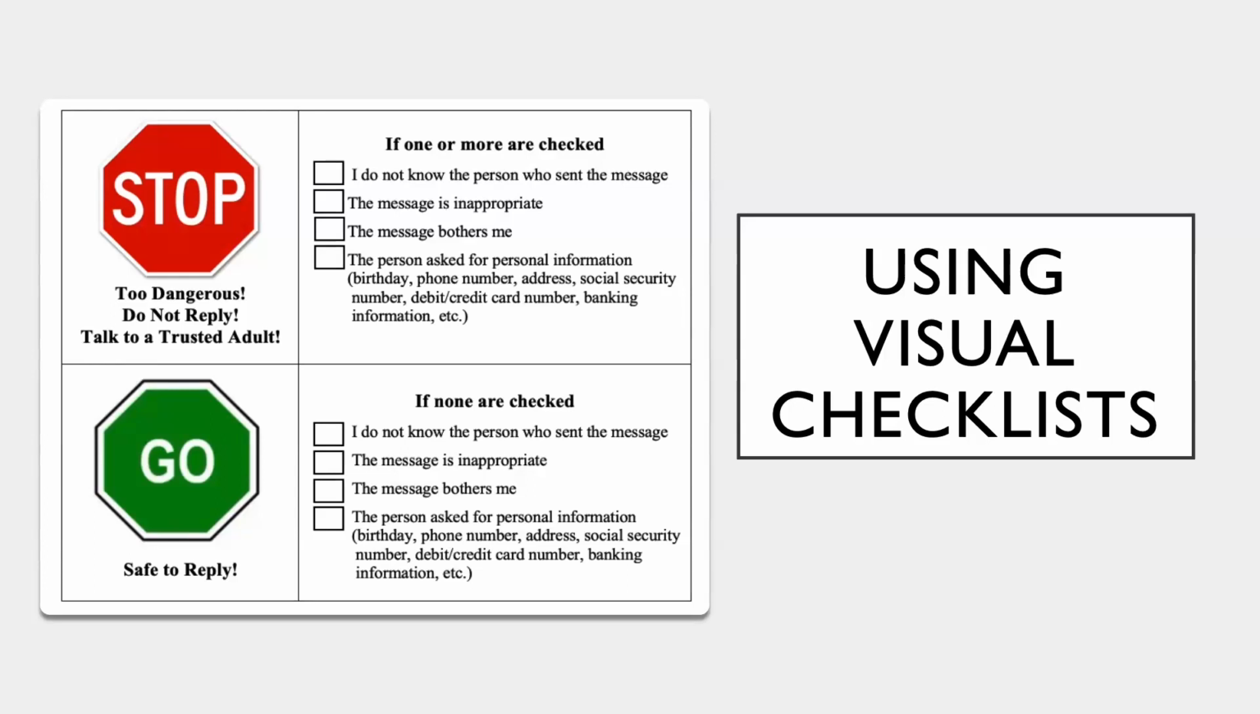So if it's dangerous, I need to stop, tell somebody, and I don't reply. If it's safe, I can reply to them. So the 4 criteria that we started out with, and this can be changed, was based off of what the parents of the young adults I was working with wanted. They didn't want their child talking to strangers at all. So the first box says, if I don't know the person, I need to check it. If I do know the person, I don't need to check it.